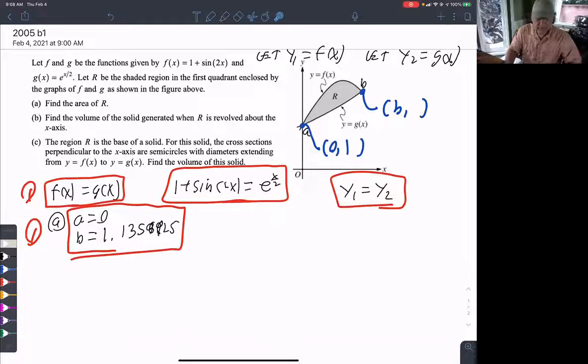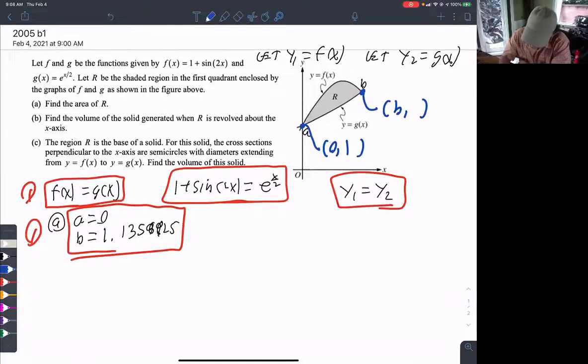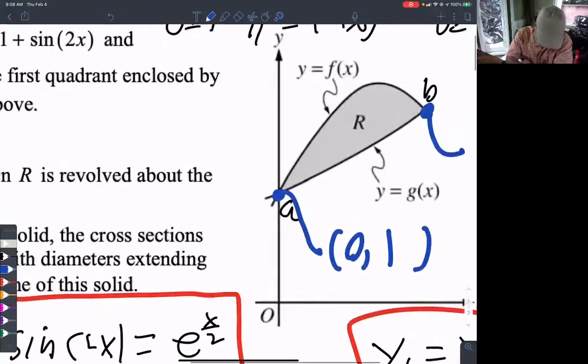Okay, so we're doing part C. The region R is the base of a solid. The cross sections perpendicular to the x-axis are semicircles. So I'm perpendicular to the x-axis. Here's the x-axis, so perpendicular to that, it's this way. So these are the base of the semicircles. The base of the semicircles go this direction. Let me zoom in.